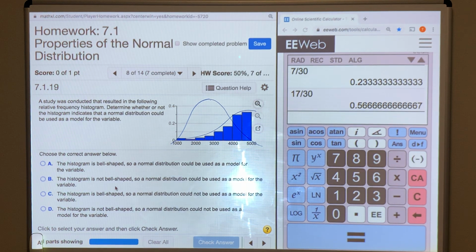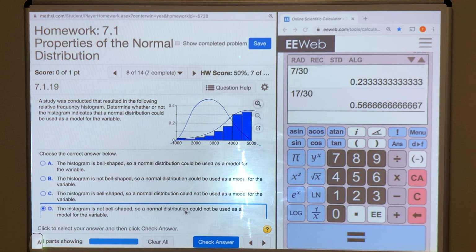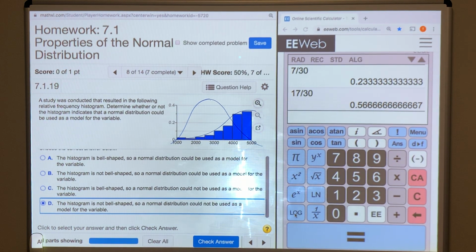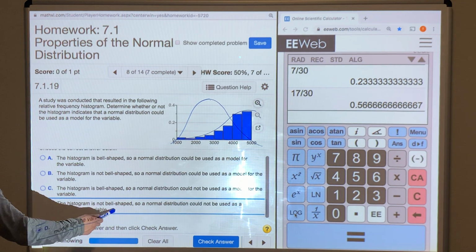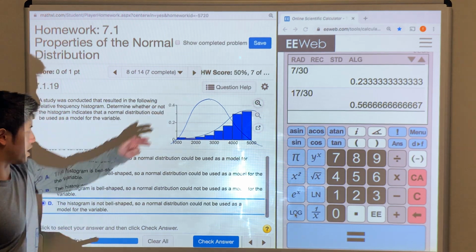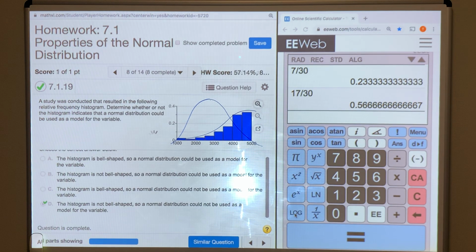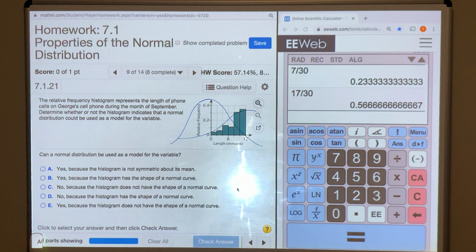The histogram is not bell-shaped. There's one of them. So a normal distribution could not be used. There's the right selection. The histogram is not bell-shaped. It's skewed left. It's supposed to be bell-shaped. So a normal distribution could not be used as a model. Okay, there you go. All right, number 9.